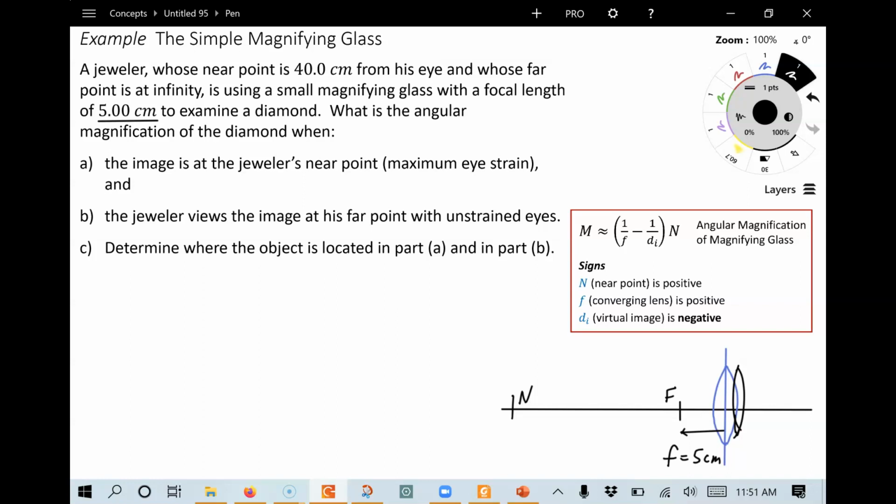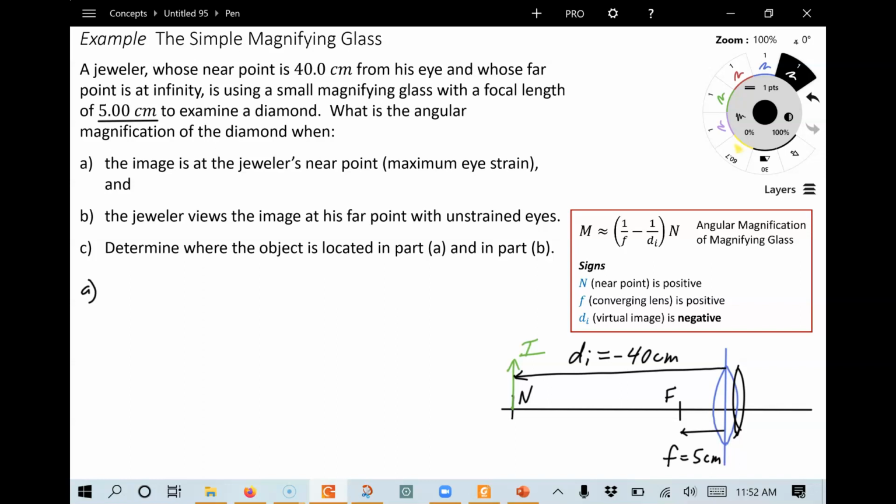Now in part A, it says the image is at the jeweler's near point, maximum eye strain. So in the very first part, we're going to stick our image right here. If we measure that from the lens out to the image, we get a value equal to the near point. DI, we know that that's 40 centimeters. But what do the sign conventions tell us? DI is virtual, so it's going to be negative, right? Just like F was positive, converging lens. So we've got the information to be able to do part A here.